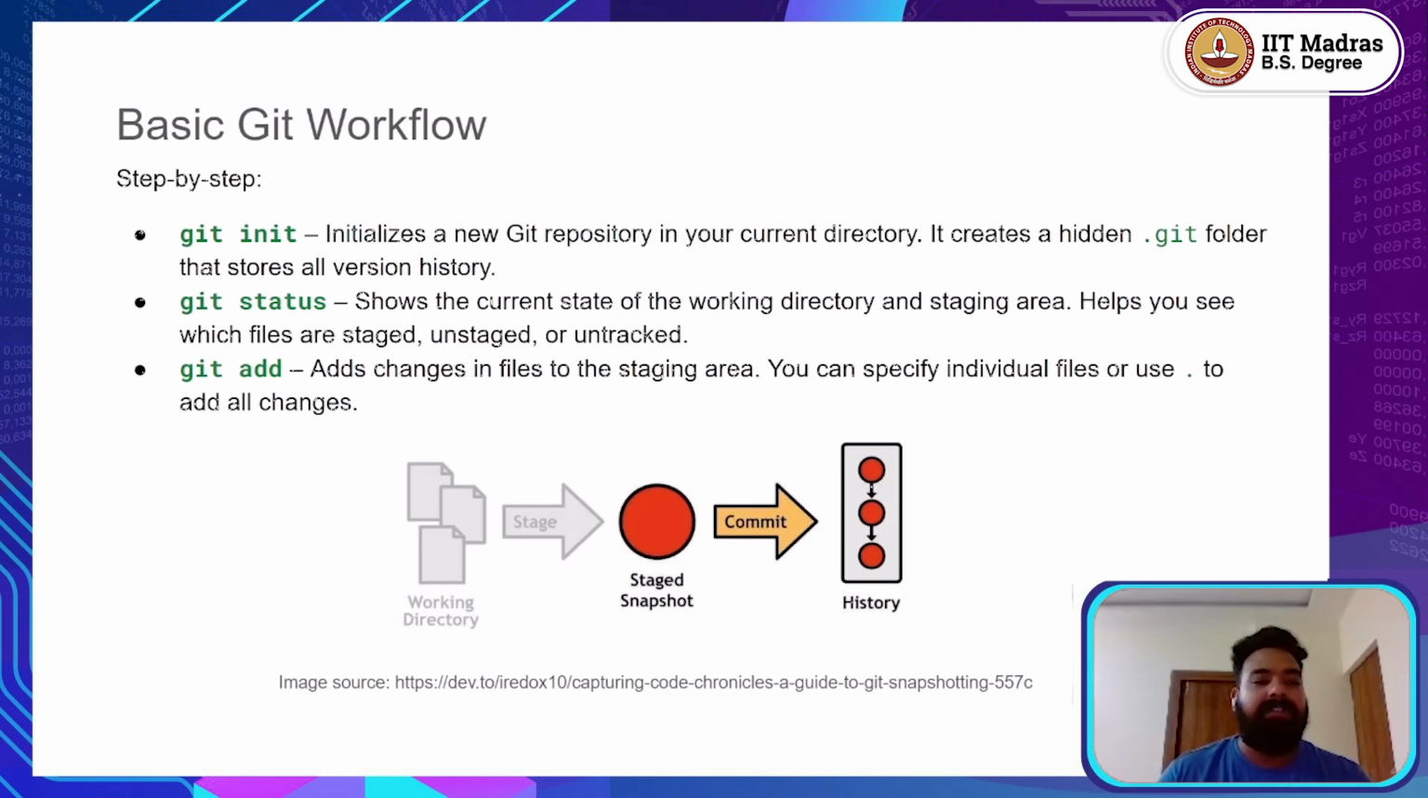When you make changes to the files and want Git to track those, you use the git add command. This moves your changes into the staging area, preparing them to be committed. You can specify individual files or simply use a period to add all the changes in the current directory.